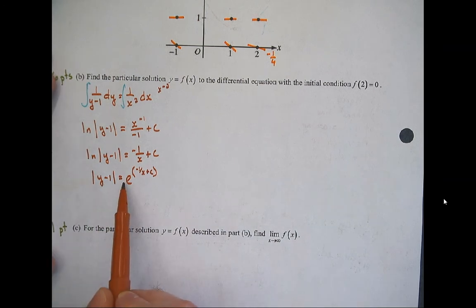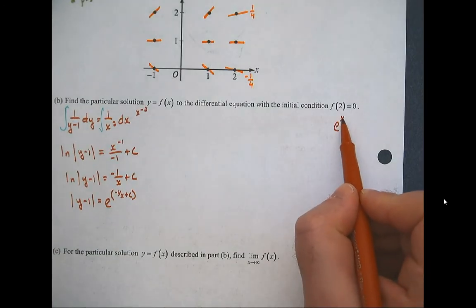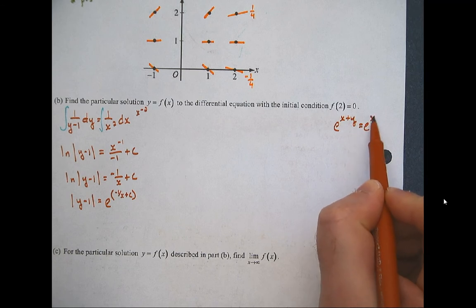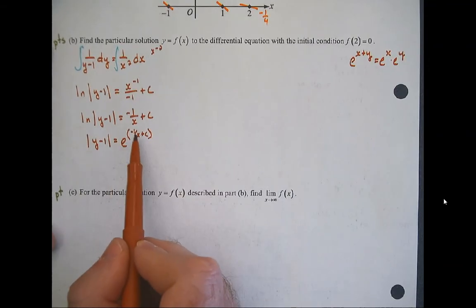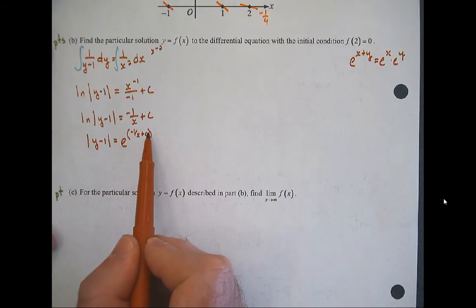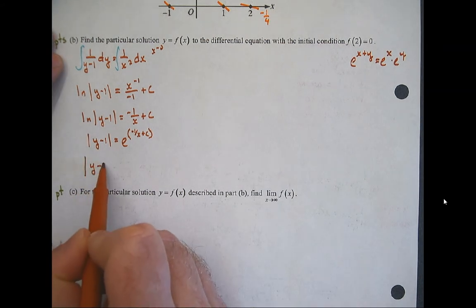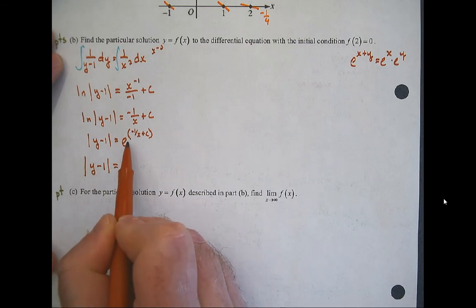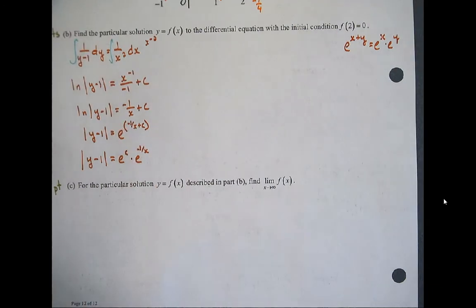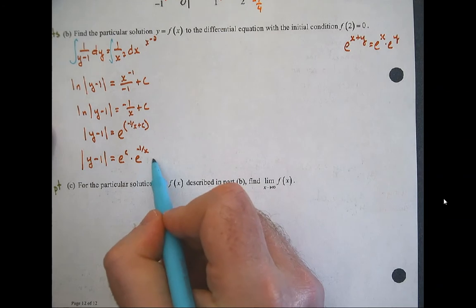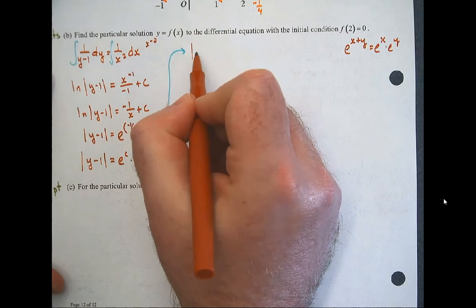You can either change this into a plus or minus, or you can use this trick that allows us to separate e to the x plus y into e to the x times e to the y. And that's so helpful here because e to the c becomes some constant, which can just be written as another constant. So y minus 1 equals e to the c, I'm going to write it out this time, times e to the negative 1 over x. E to the c is some constant.